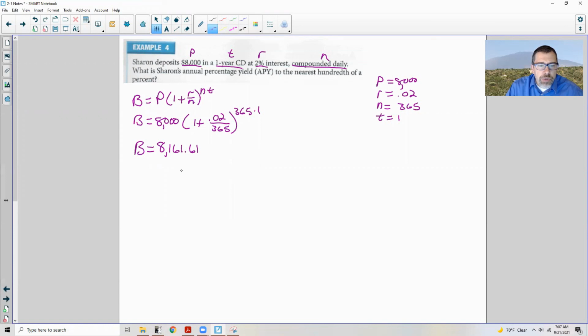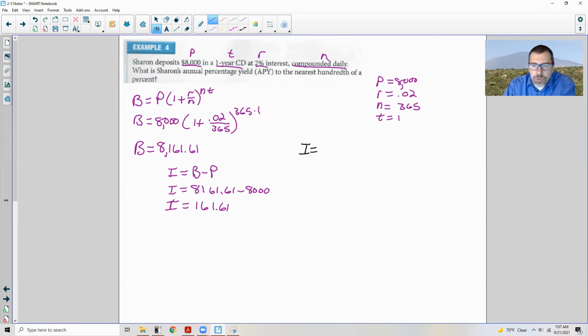$8,161.61. So then if I want to know what the interest is, interest equals your balance at the end minus your principal. So that is going to equal $8,161.61 minus 8,000. So my interest is going to be $161.61. Okay, so now we're going to use the simple interest formula.